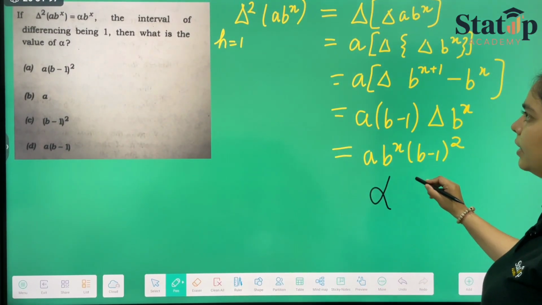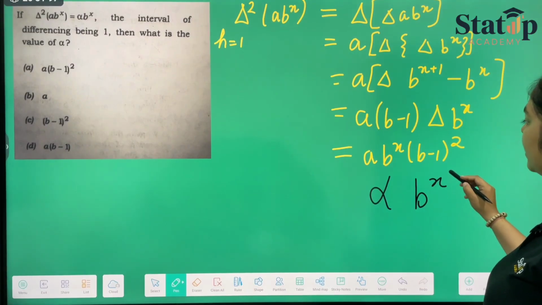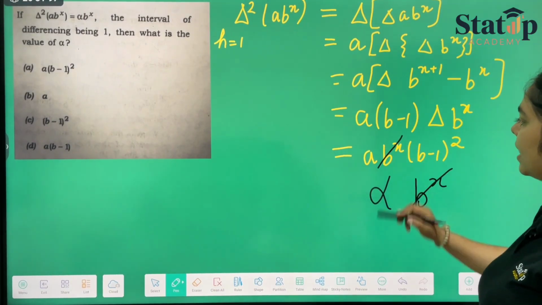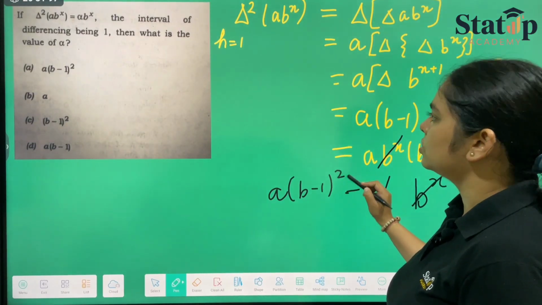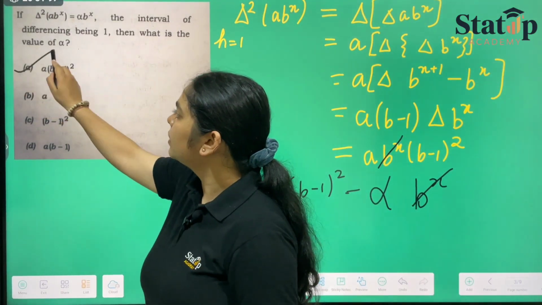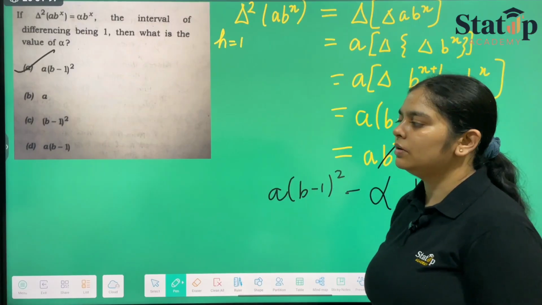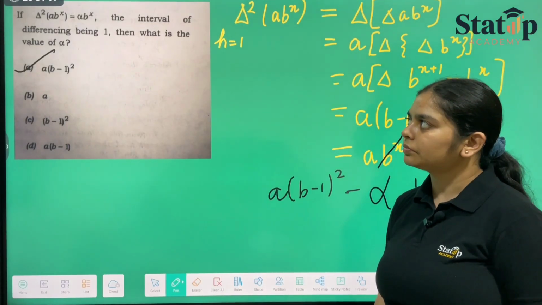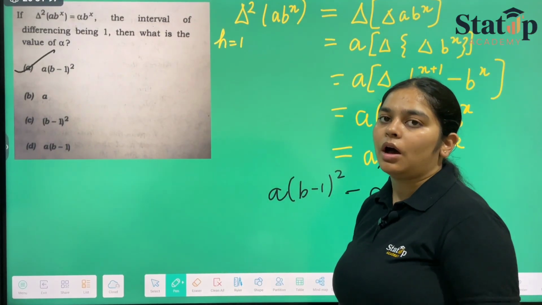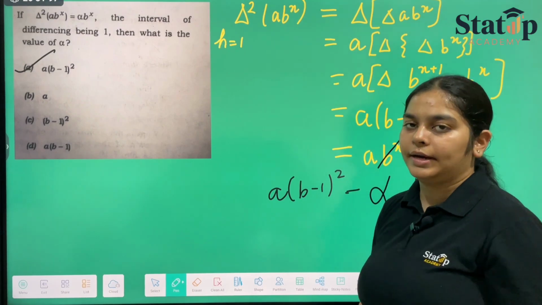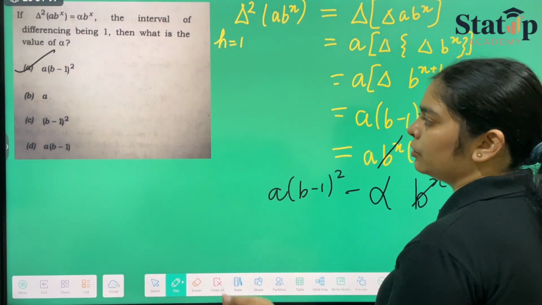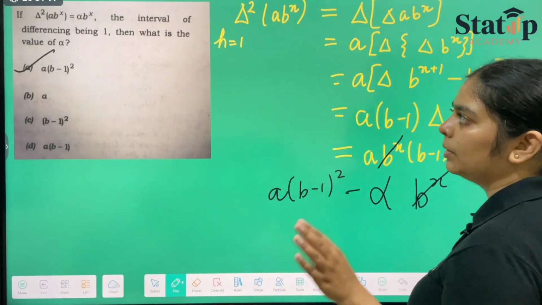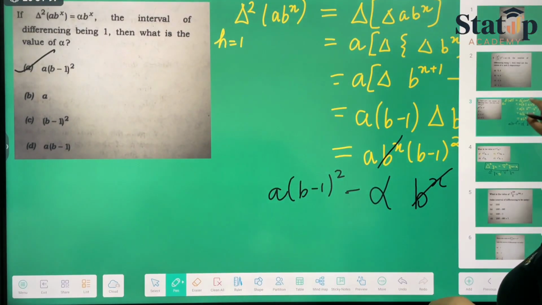It is alpha into b^x. When comparing, b^x and b^x get cancelled and alpha becomes equal to a(b minus 1) whole square, which is our option number A. Okay, this will require some solution, because it is not the direct result, it is a numerical problem. So when you know how to solve a numerical, you will be able to solve it within a minute.